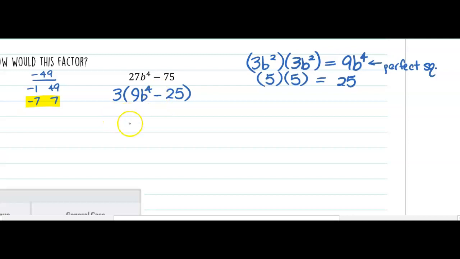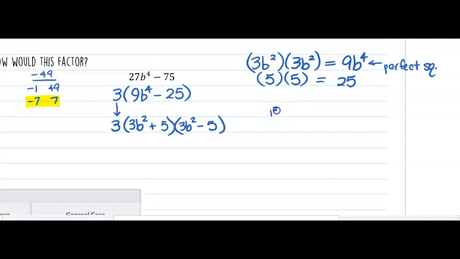And the rule is, you simply write the square root first of the first term. Square root of the first term. Square root of the second term. One is positive, one is negative. My GCF drops down for my final answer. That works every time that you have a perfect square.